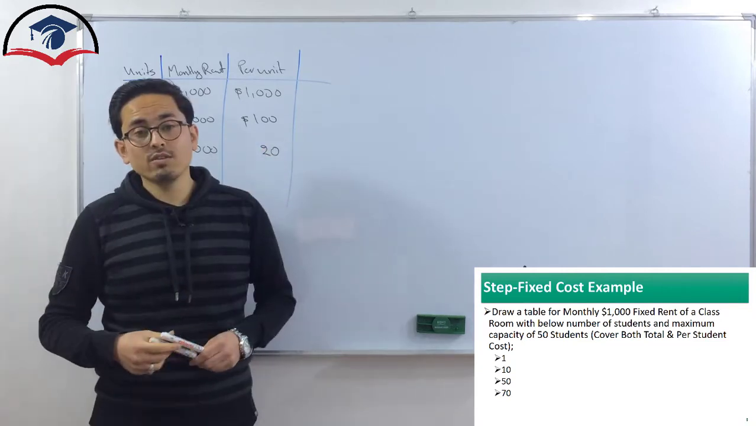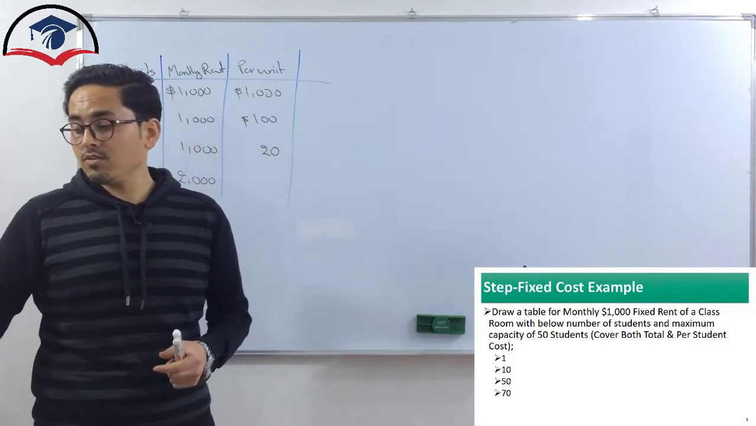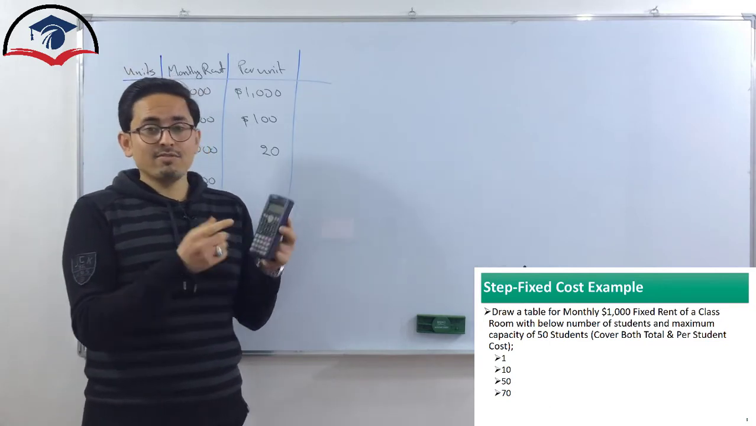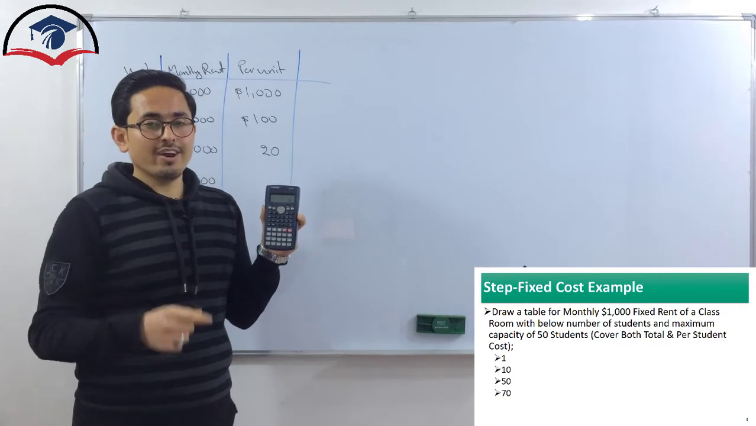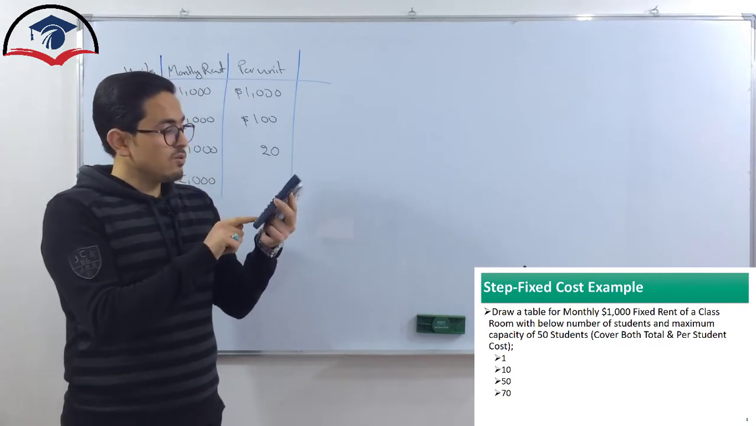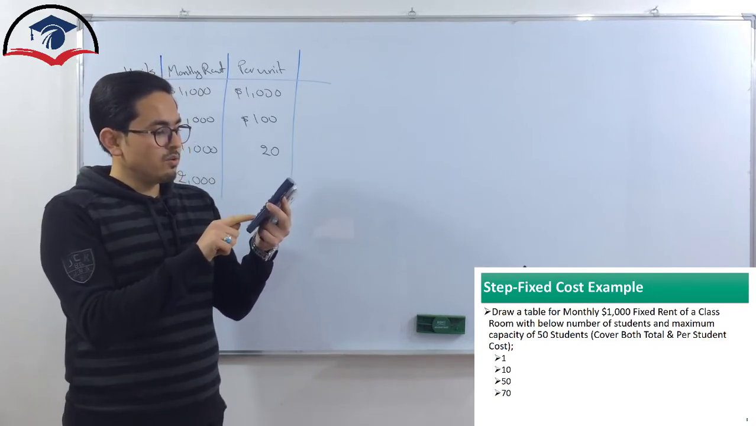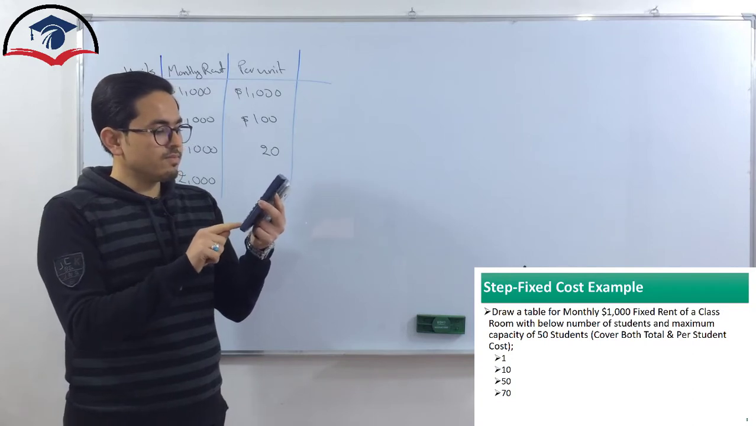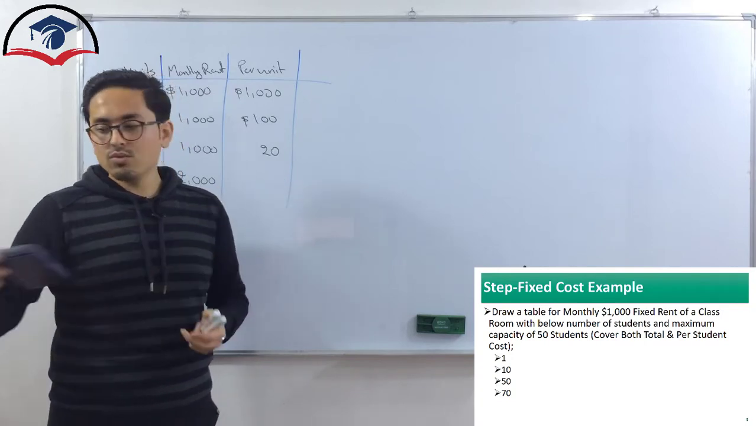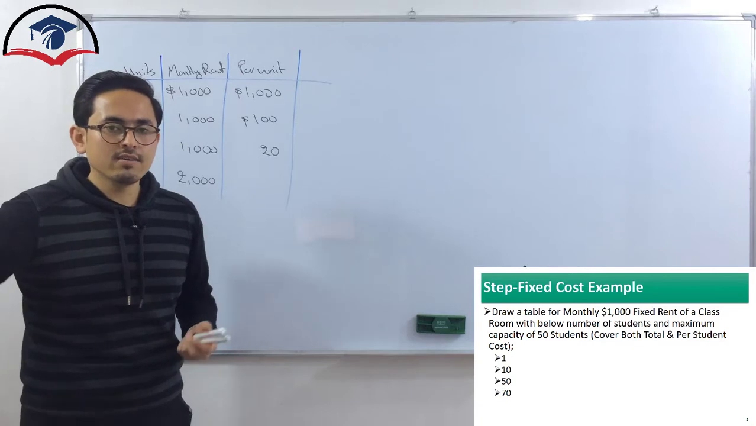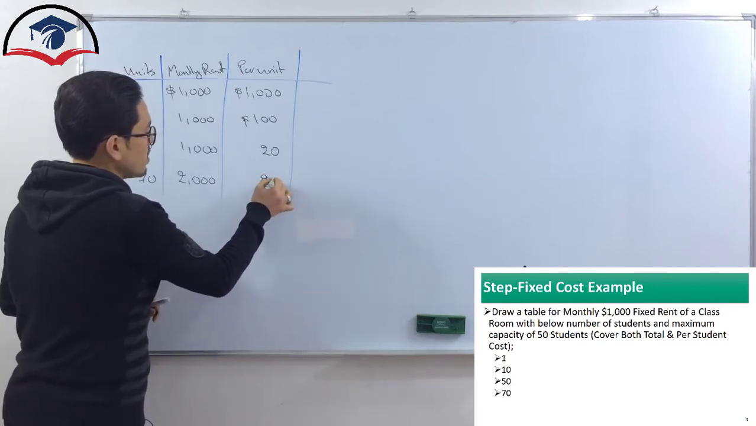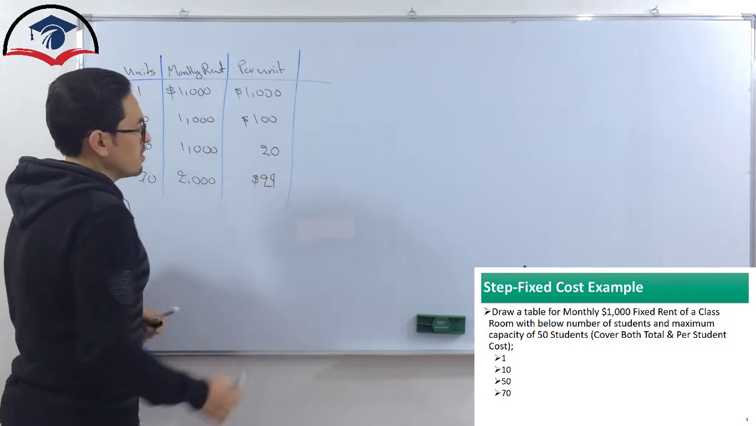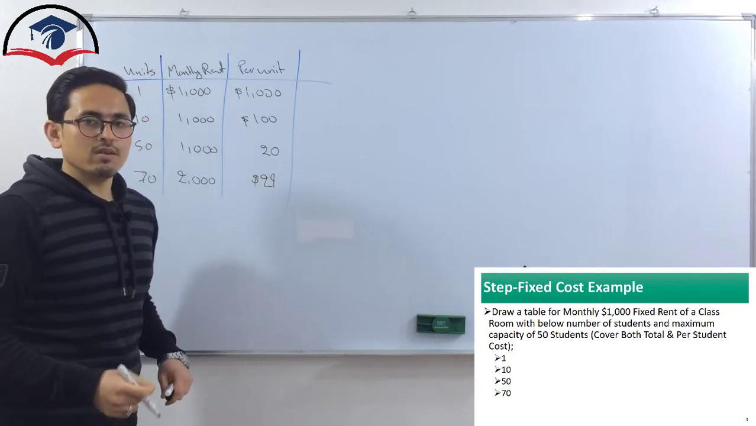What about $2,000 divided by 70 students? I need my friend the calculator, the big friend of those who are accountants. So $2,000 divided by 70 is almost 29. Let's pick it up as $29. This is the per unit base.